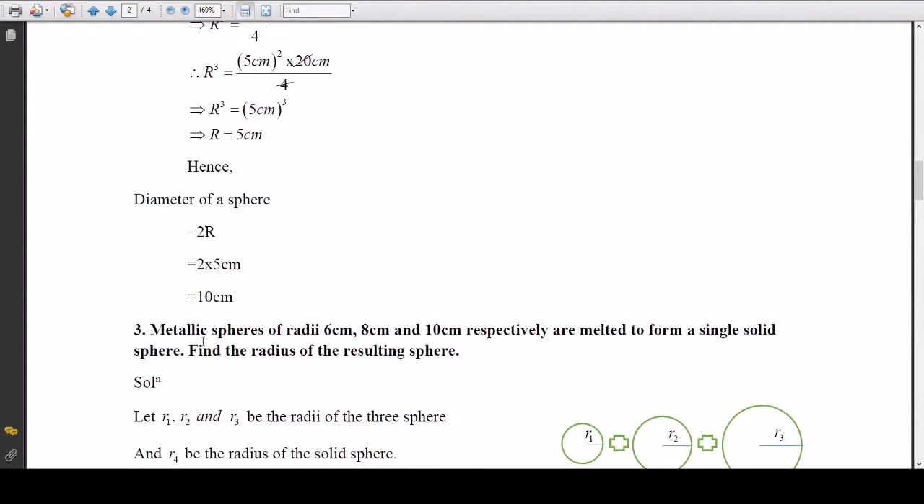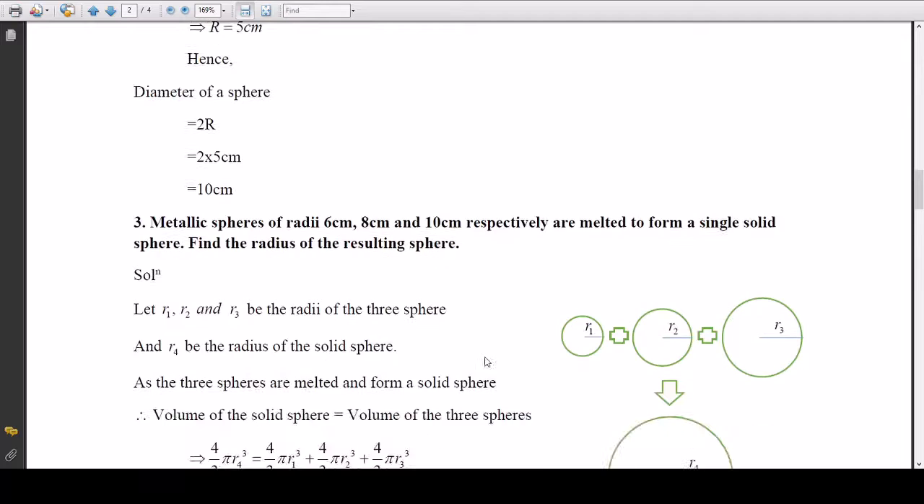Metallic spheres of radii 6 cm, 8 cm, 10 cm respectively are melted to form a single solid sphere. Find the radius of the resulting sphere. Same thing: melted, recasted, reshaped. All these things mean we have to make sure that in all these problems, when one figure is being recasted or melted, the volume of each of these figures should be equal.